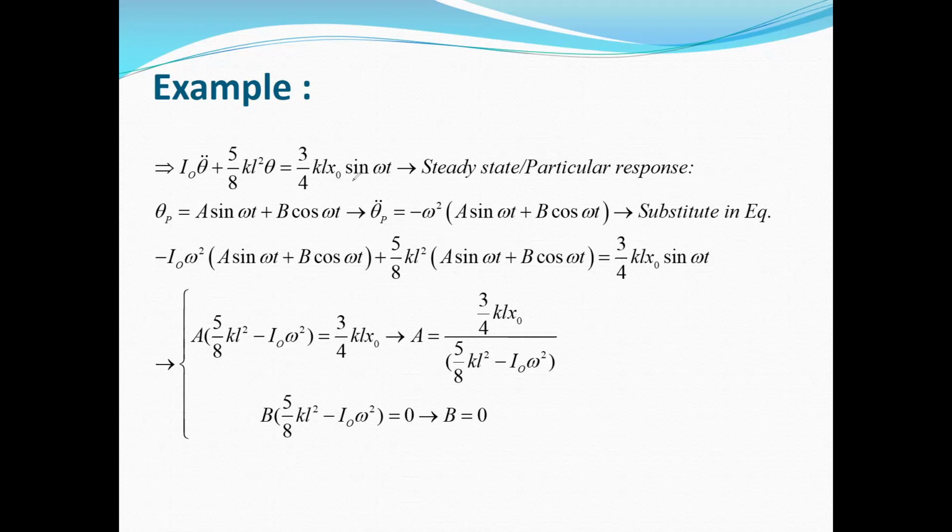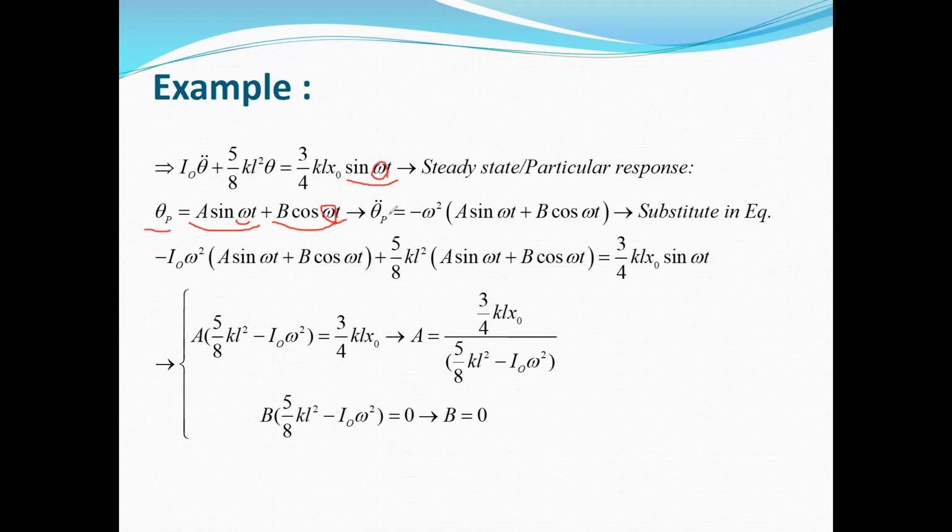Here we have a sine function in the non-homogeneous term with frequency omega. So the particular response is a combination of sine and cosine with frequency omega. So we consider A sine omega t plus B cosine omega t, and omega is the frequency of the non-homogeneous term. Here you can see this is the frequency. Sorry, this is the frequency of the non-homogeneous term.